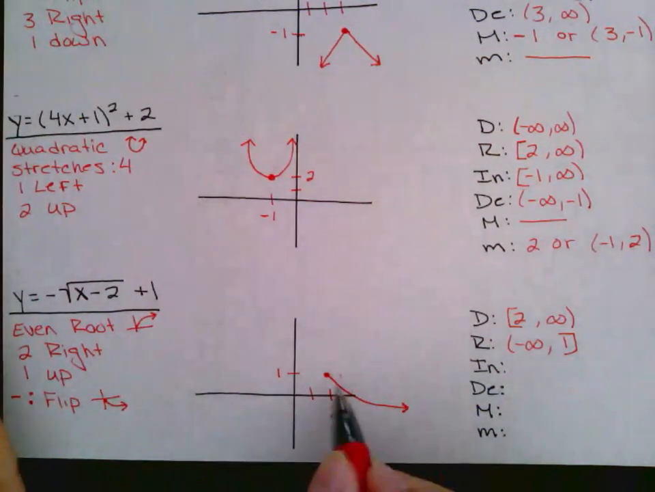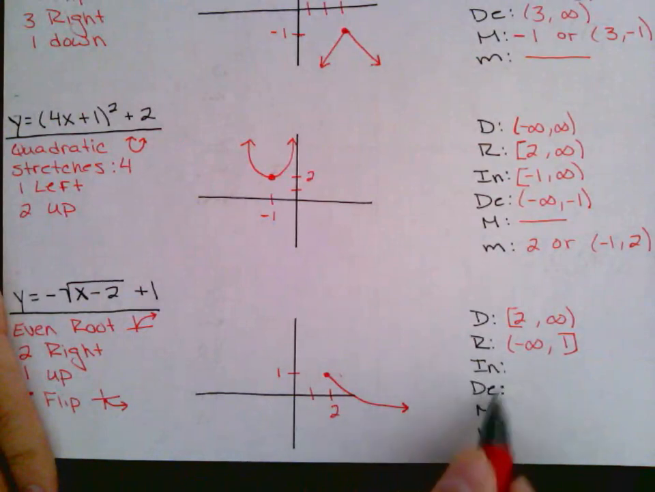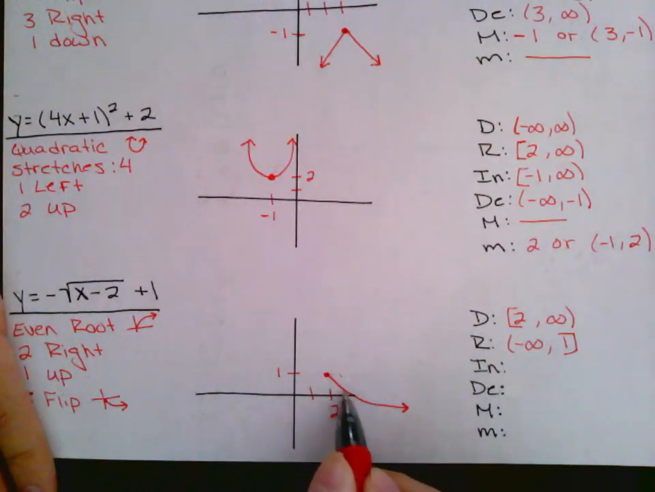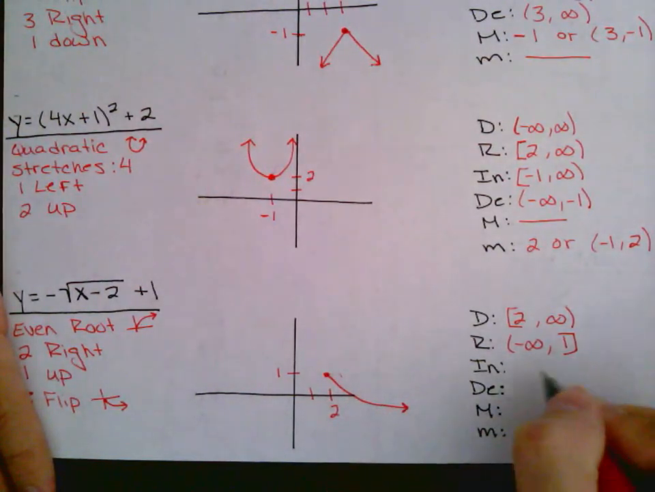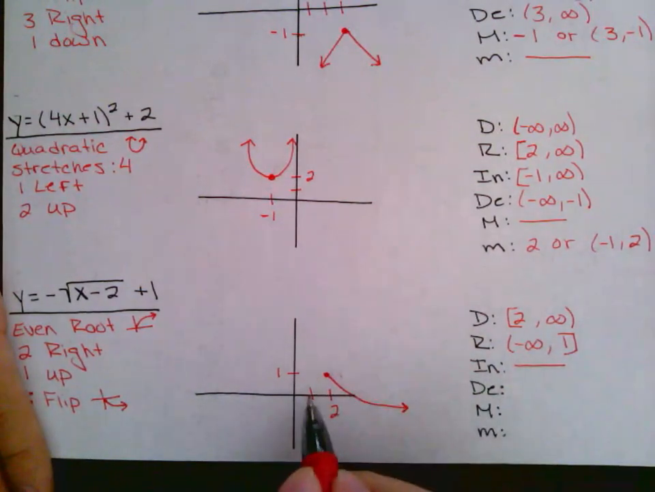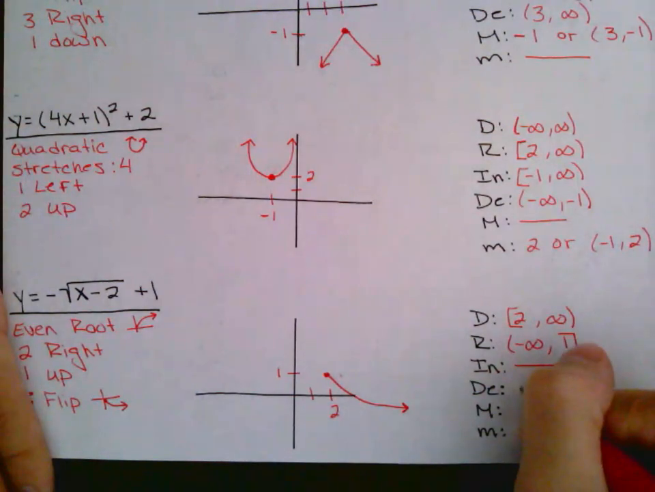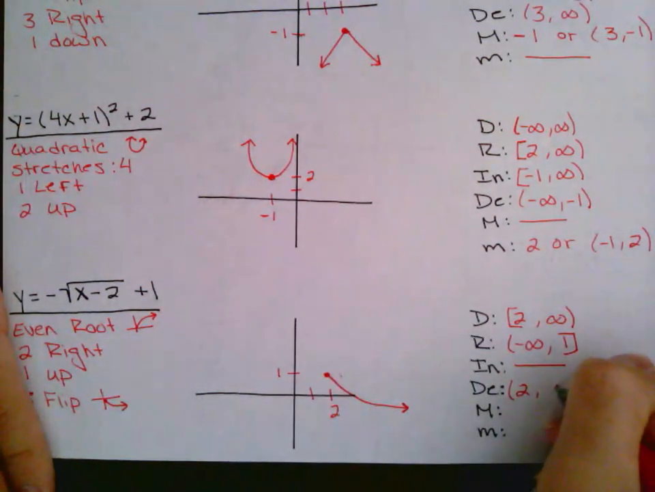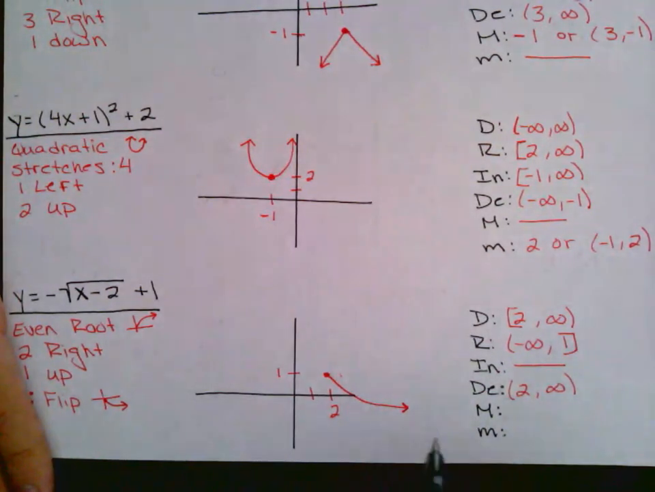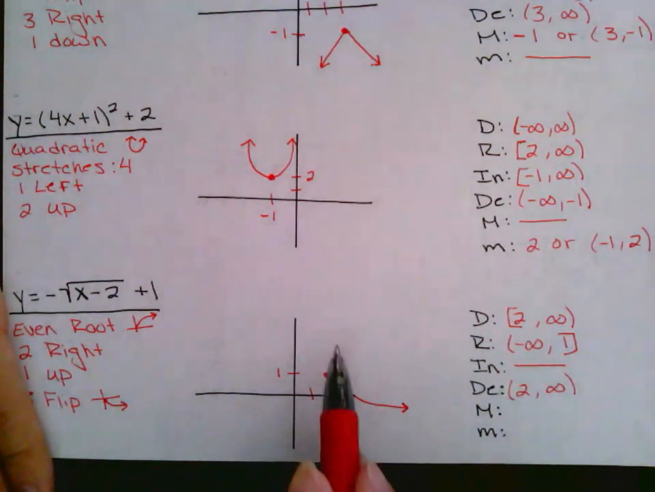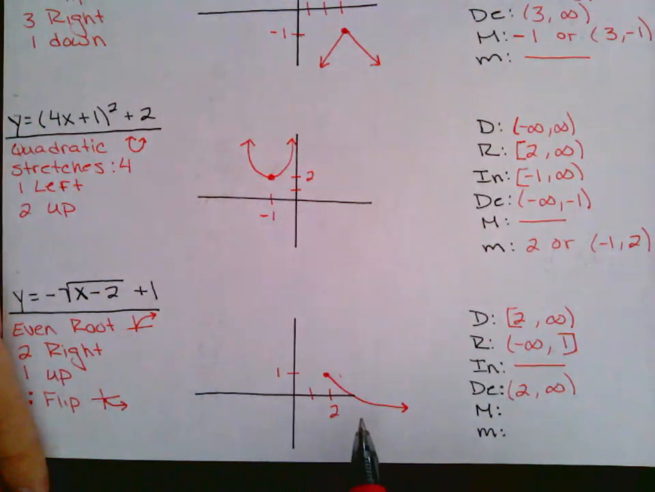Now, this function, if I put my pencil furthest to the left for increase and decrease, always goes downward. So it always decreases. What's the furthest left that it starts at? Is 2. And then it decreases on to infinity. Max and min. Do I have a highest or lowest point? Okay.